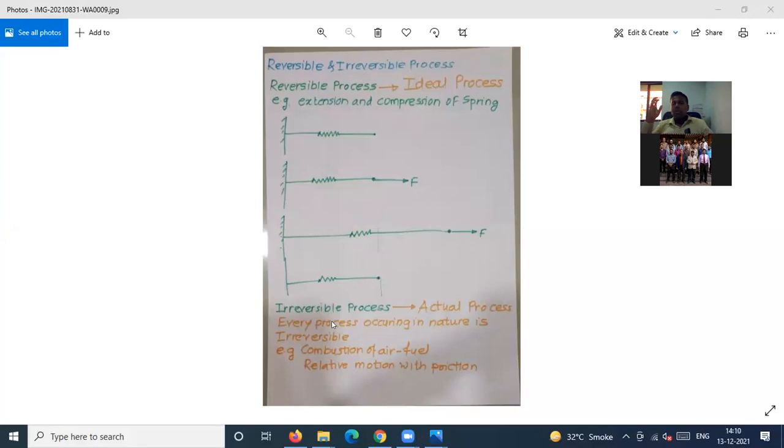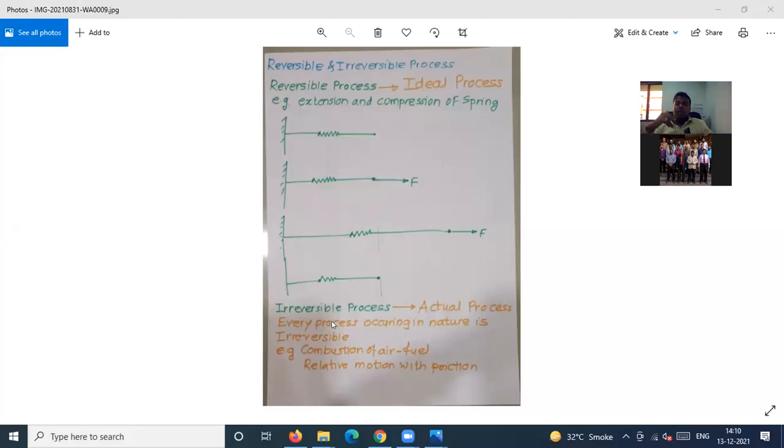An example of this will be combustion of an air-fuel mixture, and relative motion with friction. Whenever there is friction, it's irreversible, and whenever there is no friction, it's reversible. And you know that it is not possible for any process to occur without friction.